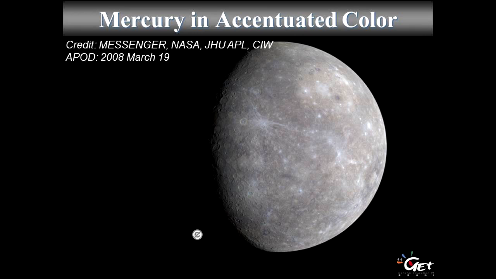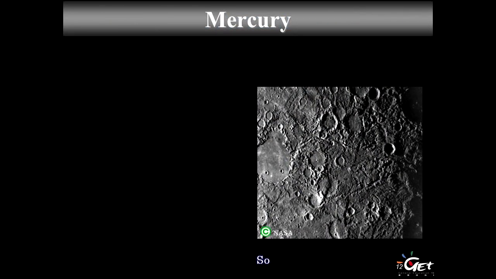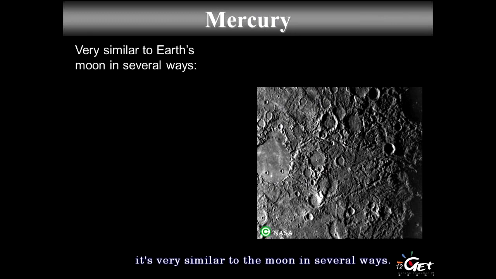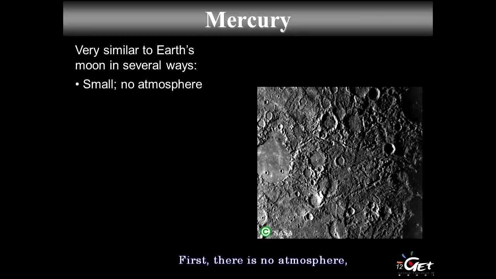And as you can see, Mercury looks pretty much like our Moon. It's dead, and we have lots of crater impacts. And as I mentioned several times, if you have lots of crater impacts, that means that for a very long time there's been no tectonic or volcanic activity, because it takes time to have such a riddle of impacts on it. So it's very similar to the Moon in several ways. First, there is no atmosphere. It's probably due to the smaller size of Mercury, but also the fact that it's very close to the Sun.